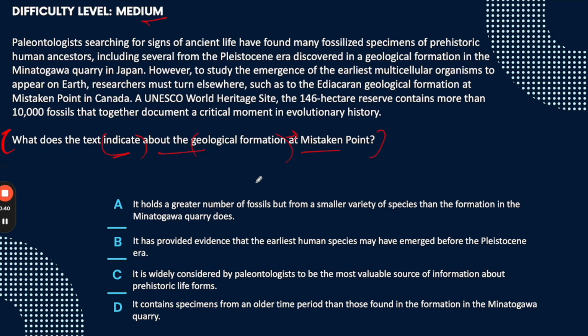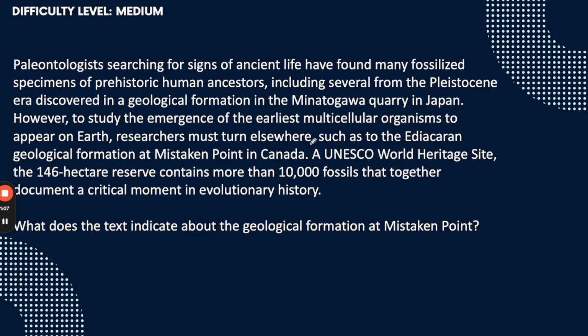So what do I understand from this question stem? I understand that when I read the text, I have to look for something called the geological formation at this particular place, Mistaken Point. And what can I understand about the geological formation at this place from the text? What do I know about it from the text? So when you read the text, pay attention to that particular location which is discussing the geological formation at Mistaken Point. Let us go ahead and read the text now.